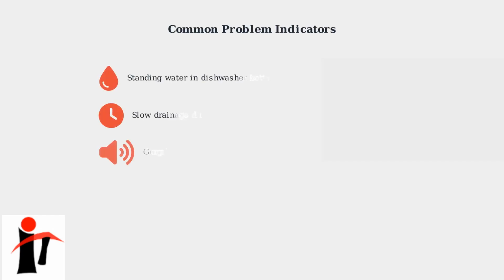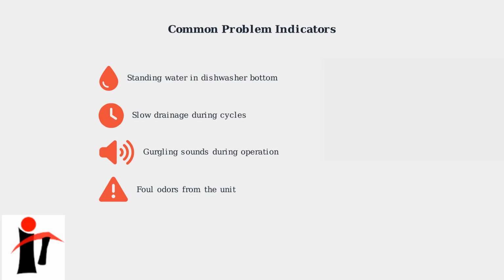Now, let's identify the common signs that indicate your Brandt dishwasher has a drainage problem. The most obvious sign is standing water remaining in the bottom of your dishwasher after a cycle. You may also notice slow drainage, unusual gurgling sounds, or unpleasant odors coming from the unit. Modern Brandt dishwashers display specific error codes when drainage problems occur. The most common are E15, E22, and E24, which all indicate various drainage system issues.